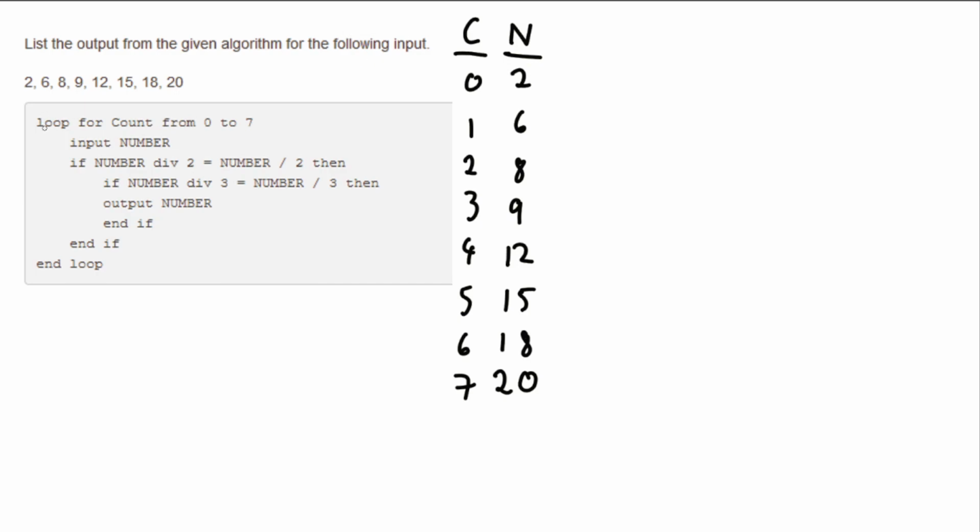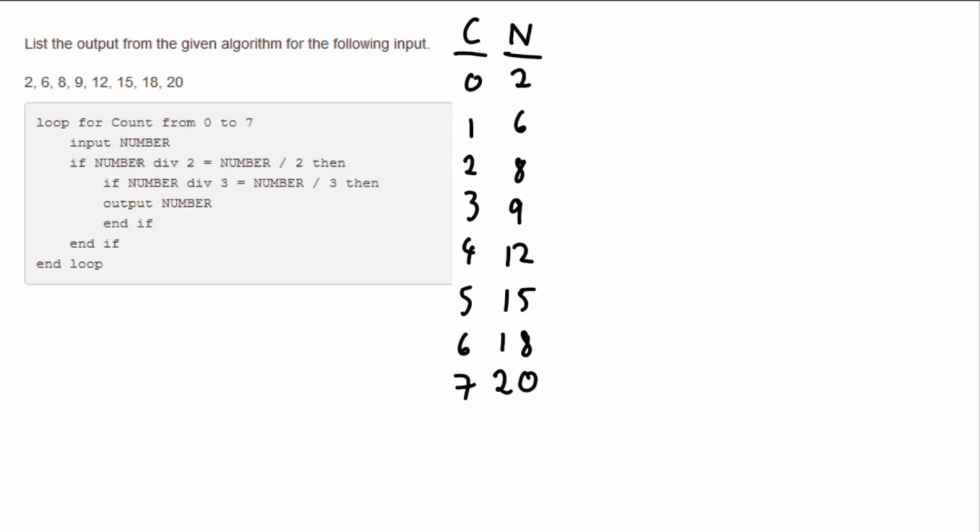And first we have to loop the for loop with the variable count from 0 to 7. And I've already gone ahead and put C here to represent count. And then next we have our input here, number, which is given up here. So I've gone ahead and also put in n here, this column represents our input. Okay, and then we have this condition here.